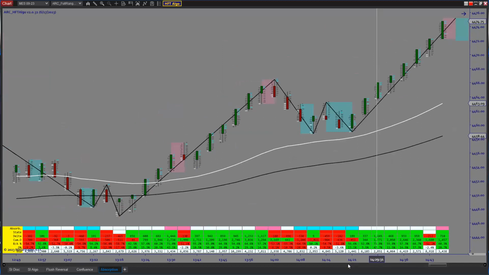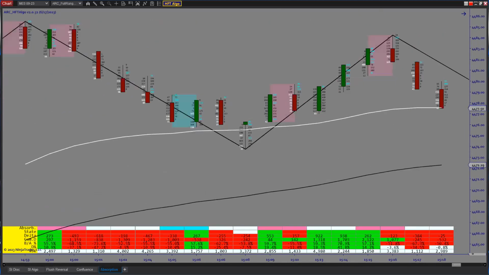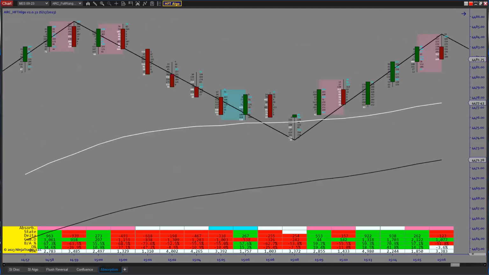Absorption is one of these things. Anytime you're getting from all red to positive net delta, that's telling you something. Market's shifting, it's rotating, it's moving, it's doing something. So let it tell you the story of what it wants to do.